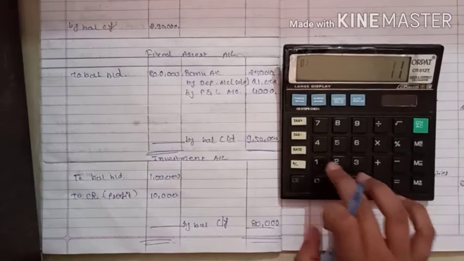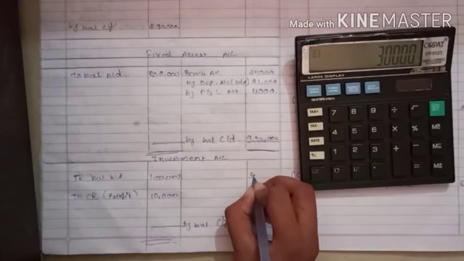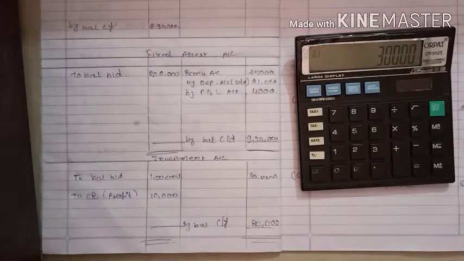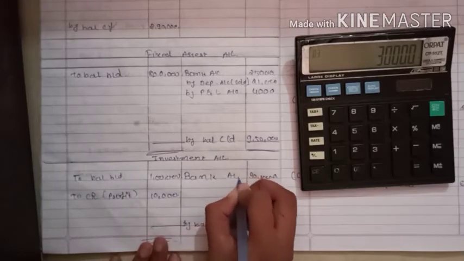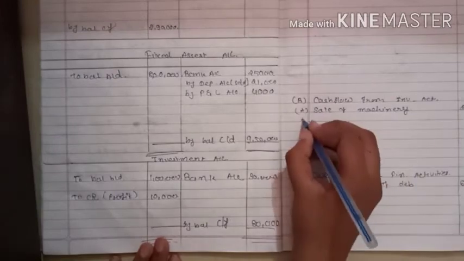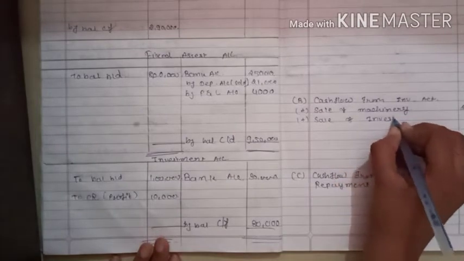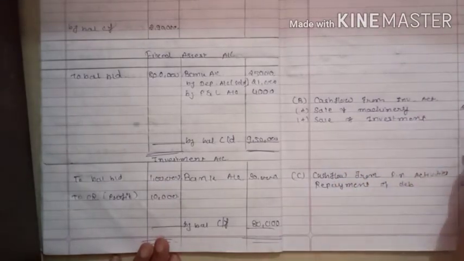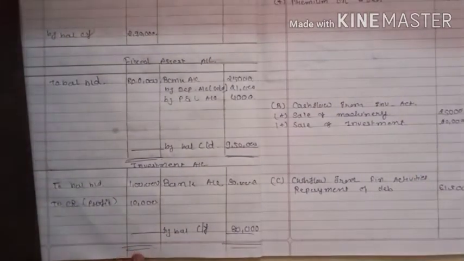So 1,10,000 minus 80,000, that means 30,000. As we are selling the investment of rupees 30,000, we are receiving it in cash. So bank account, sale of the investment, so investing activity, of rupees 30,000. Right?